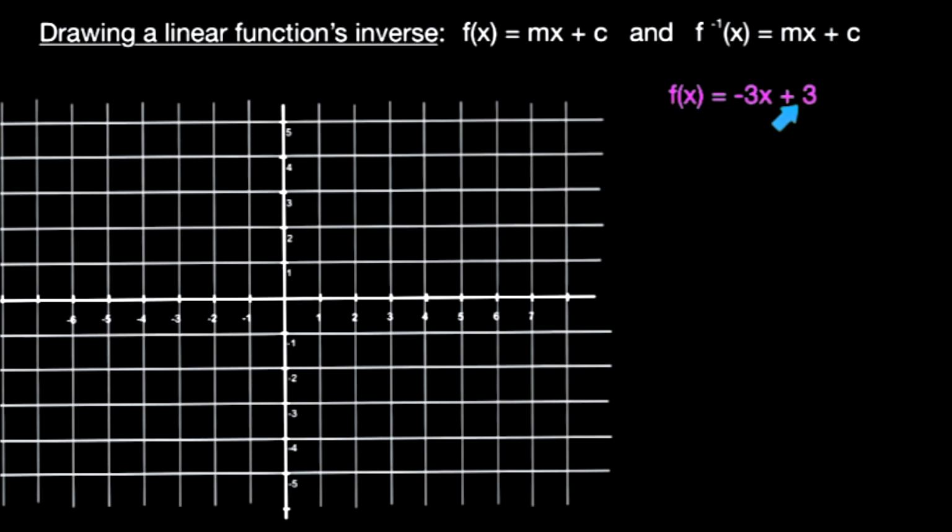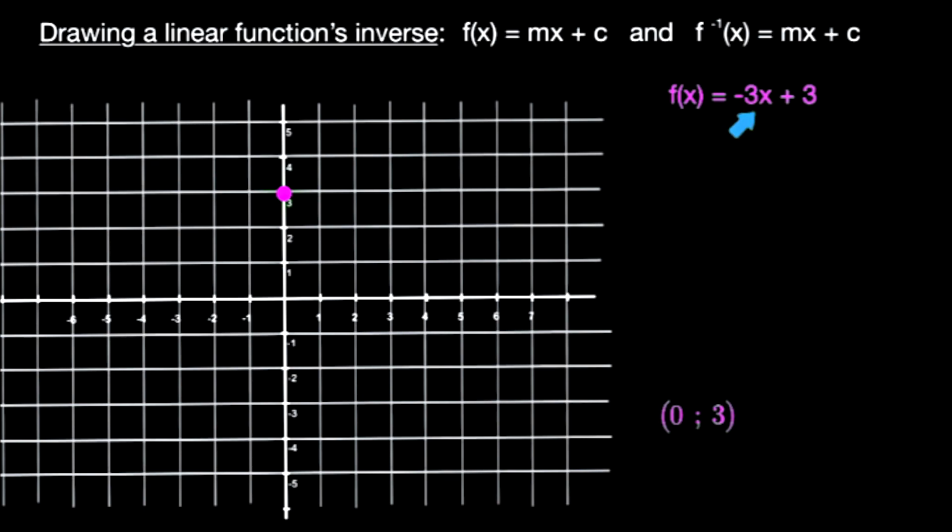We want to find the y-intercept as well as the x-intercept. To find the y-intercept, we make x 0. So -3 times 0 is 0, and 0 plus 3 is 3. So the coordinates of our y-intercept are (0; 3), and we can plot that point right here.